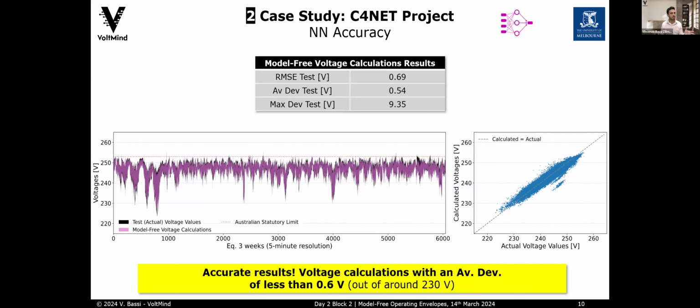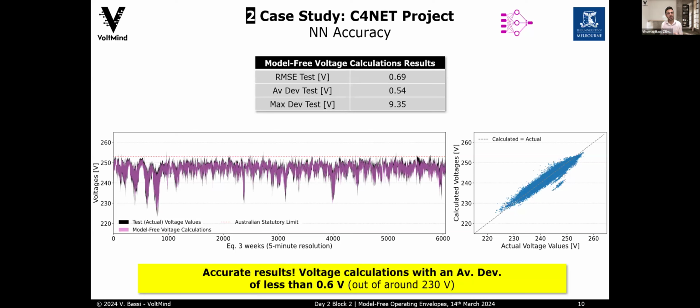In the lower part, you are seeing 2 plots. On the left side, you are seeing the time series results. In these plots, what we are coloring are the regions between the minimum and the maximum value at each instance, all right? In purple, what you are seeing are the model-free voltage calculations. It means the voltages calculated by the neural network. Whereas in black, what you are seeing is the test actual voltages. And you can see that the superposition is really accurate. So for instance, I would like to highlight that at the beginning, we have big voltage drops that are adequately captured by this neural network.